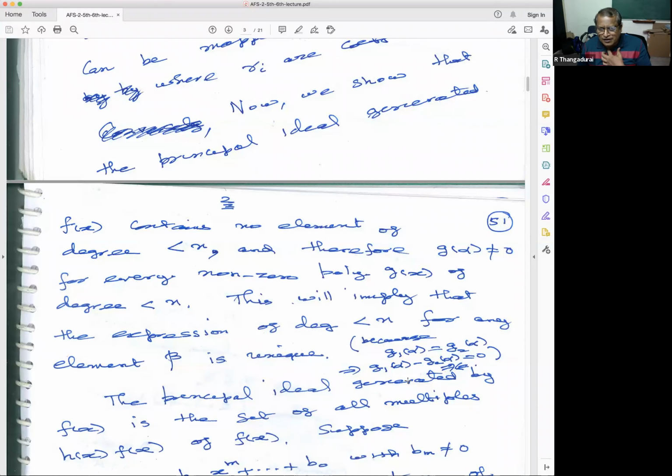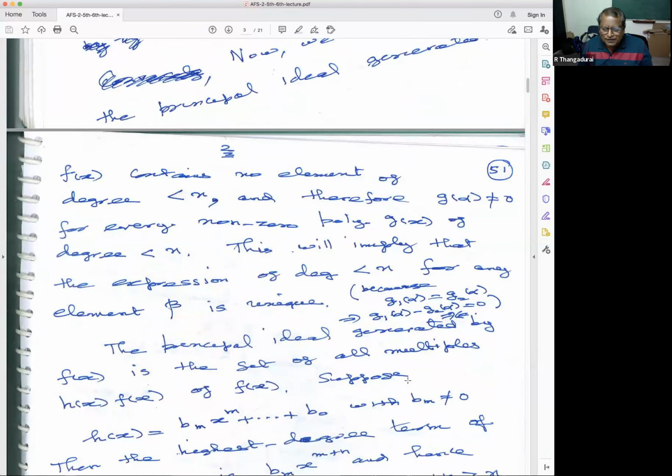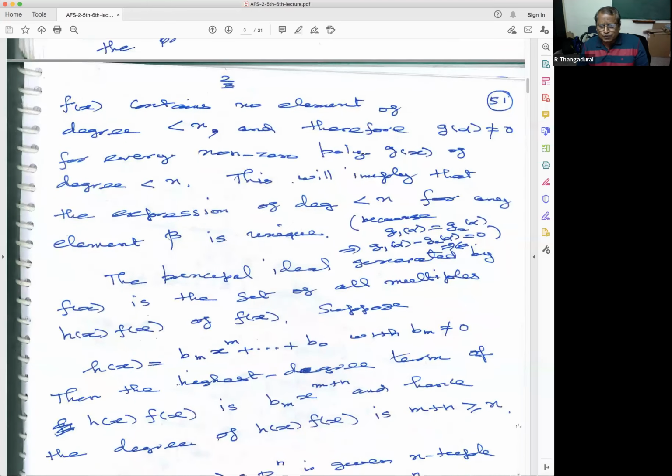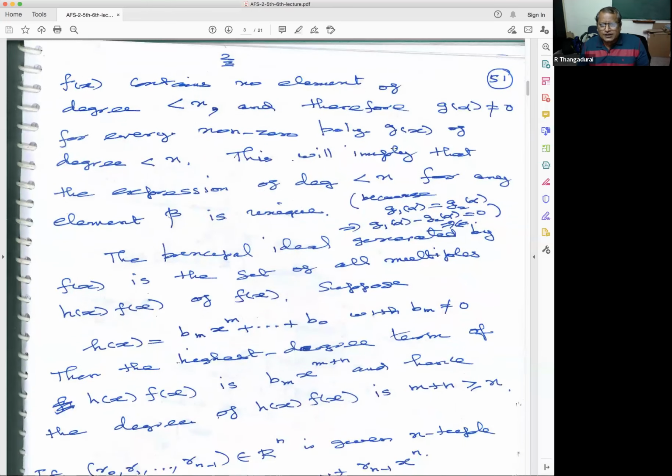So we have to show that g of alpha is non-zero for any g of degree strictly less than n. When you plug in alpha, g of alpha is non-zero, for every non-zero polynomial g(x) of degree less than n. So this will imply that the expression in terms of degree strictly less than n for any beta is unique.